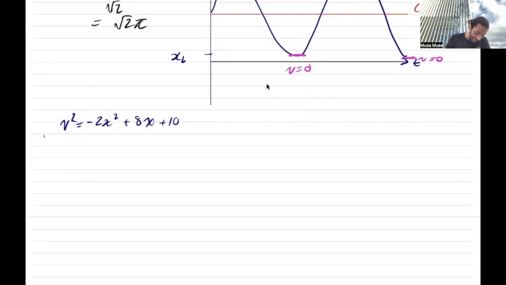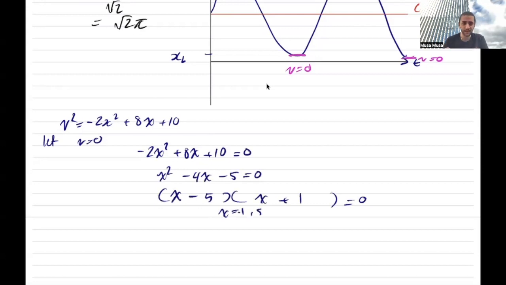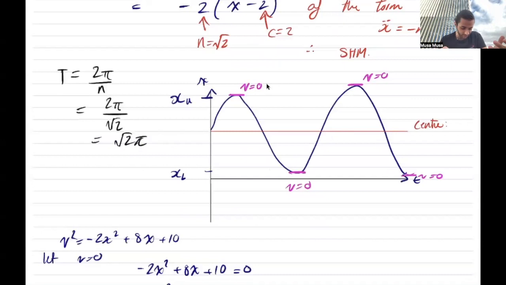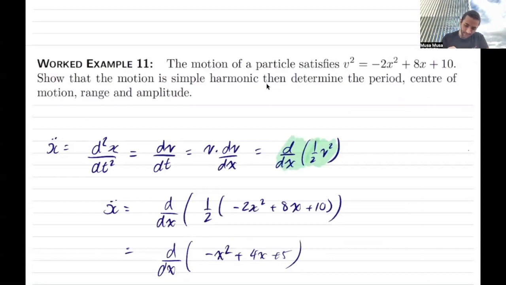So let v equal 0, we get minus 2x squared plus 8x plus 10 equals 0. Obviously, dividing by negative 2, we get x squared minus 4x minus 5 equals 0. And then we factorise, and we get x minus 5, x plus 1 equals 0, which means x equals minus 1 and 5. Okay, so, oh wait, what am I doing? Am I finding the center of motion? Oh, we already know the center of motion. It's x equals 2. Oh, no worries. So I should probably read the question before I do it.